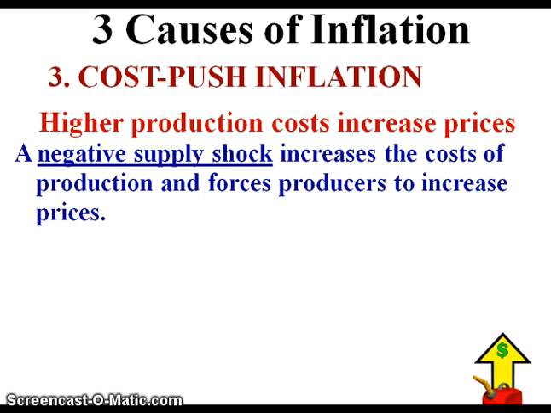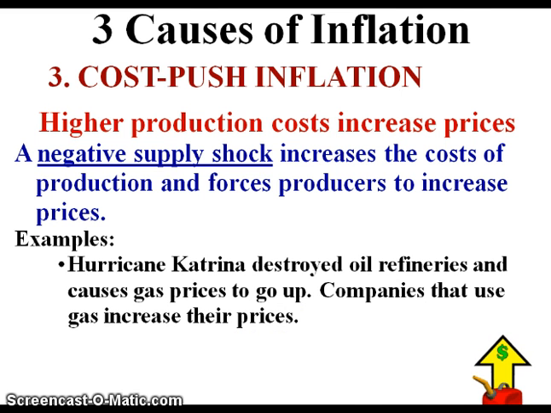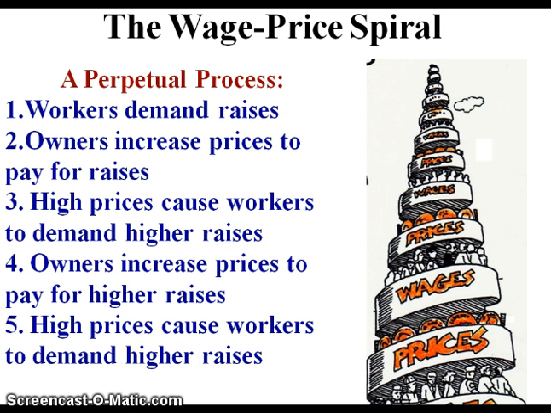And the most common example of this is a negative supply shock, whereby resource cost or energy cost may increase in the short run, which forces producers to do something about that. So they raise their prices, they raise their costs. Workers all the while still demanding higher wages, and you have inflation. Okay, so the wage price spiral is a perpetual process, and you can read more about this in your notes.